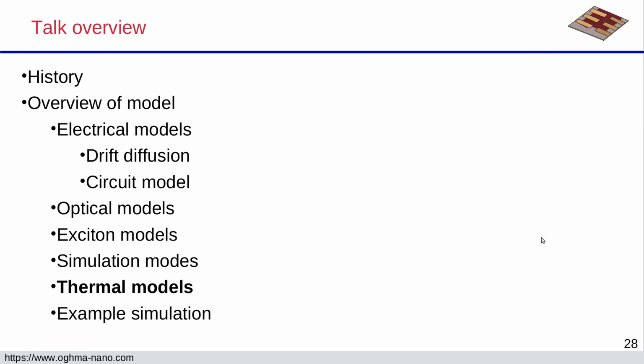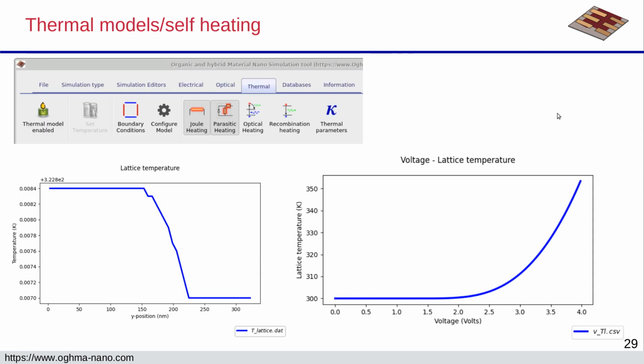Thermal models. It's got a 1, 2, and 3D thermal model in it. It's actually got self-heating in it as well. So you can look at this as an example. I think there's a diode here. As it gets hotter and hotter, look at the temperature profile across the device. It's got things like Joule heating and recombination heating in it. So if you want to do thermal heating, you can do that as well.